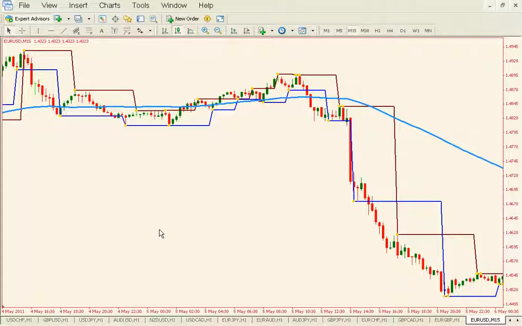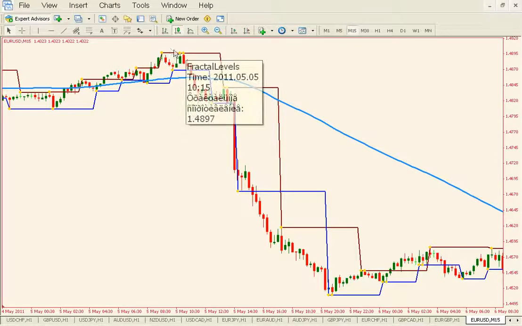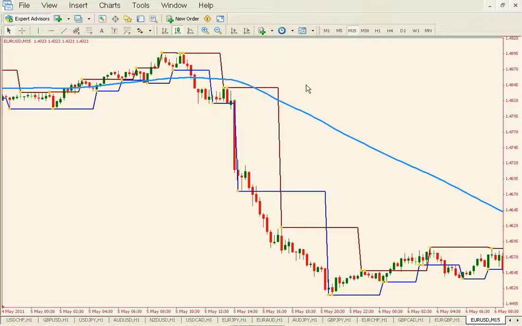He uses fractals and an alligator indicator and the awesome oscillator indicator, and another indicator to determine how he's going to get into the trade. Well, I do it a little different. Your fractals are support and resistance. Okay, fractals are support and resistance. You've got a fractal high and a fractal low.